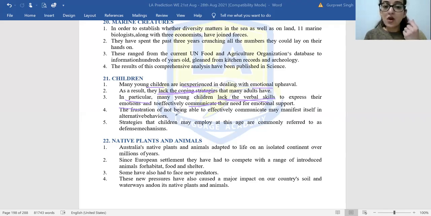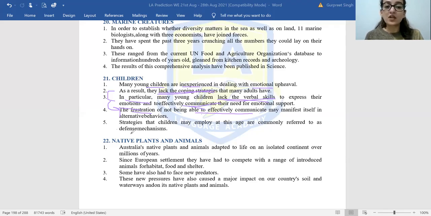The frustration of not being able to effectively communicate may manifest itself in alternative behaviors. So this would be the pair: many strategies, then what in particular they lack, then that they are unable to communicate for emotional help. And then they get frustrated because they are unable to effectively communicate, which is linked with the same topic going on in the previous sentence: they cannot communicate and then they get frustrated about it.